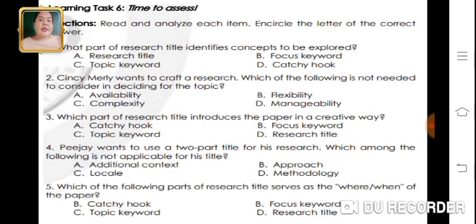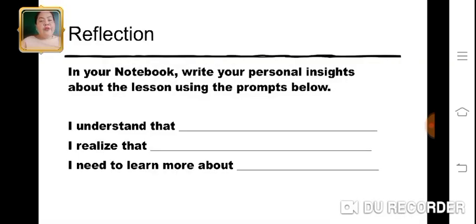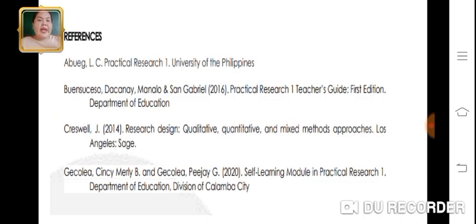So, learning task 6. Read and analyze each item and circle the letter of the correct answer. This will be answered individually in your notebook. Okay? So, for your reflection, again in your notebook, write your personal insights about the lesson using the prompt below. I understand that, I realize that, and then I need to learn about blank. So, in your notebook. Again, if you have questions, you can personally message me in my FB Messenger.